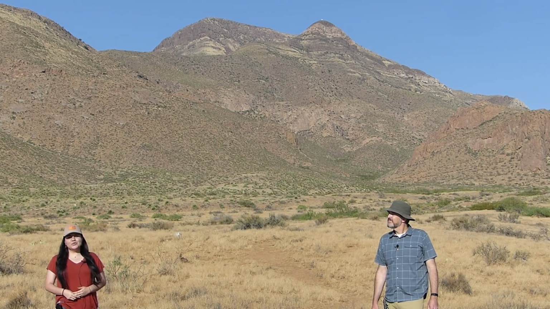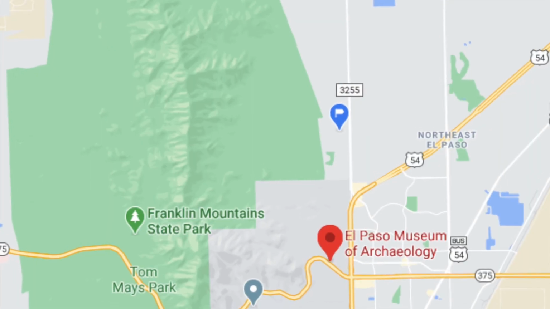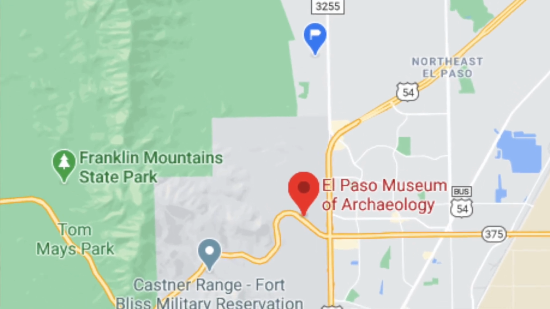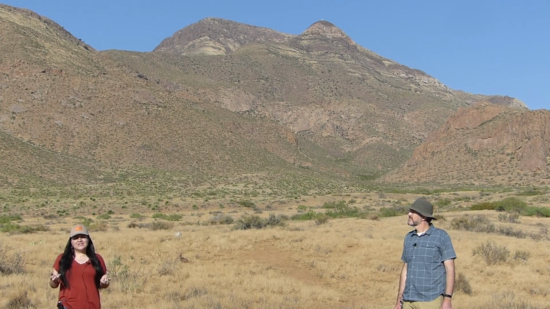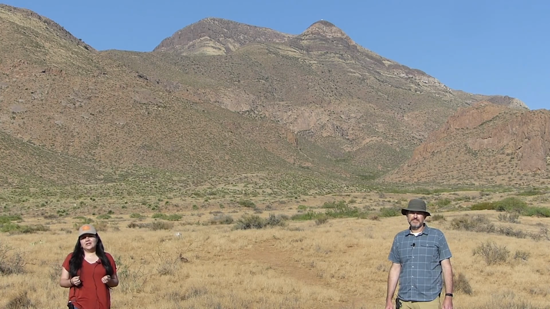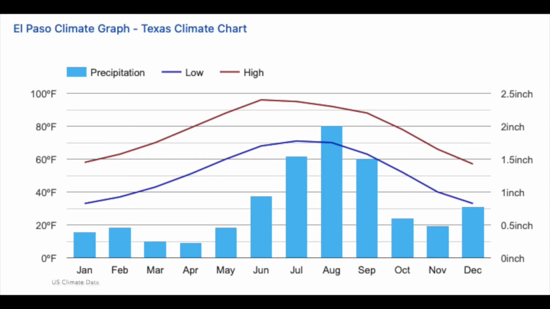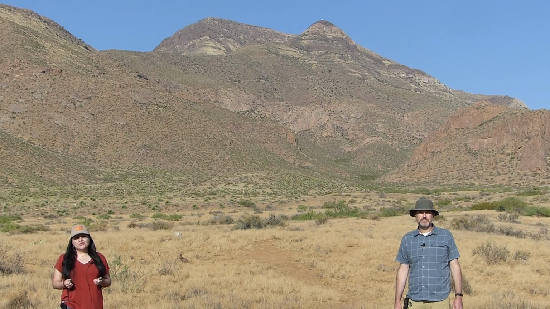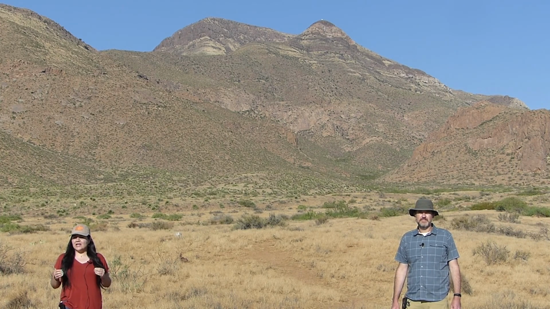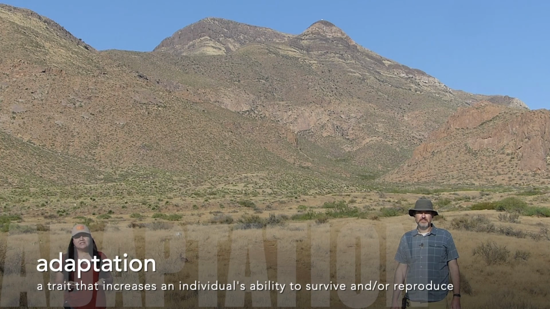And today we are going to be talking about desert plant adaptations. We are currently at the El Paso Museum of Archaeology, and behind me are the beautiful Franklin Mountains, which are part of the Chihuahuan Desert. And as you already know, our desert is very hot and dry. And it's a very harsh environment to live in, but there's still plenty of plant life around. So how is that? Well, these plants have adapted to our environment, and these adaptations have allowed them to be successful to the hot and dryness of our desert.